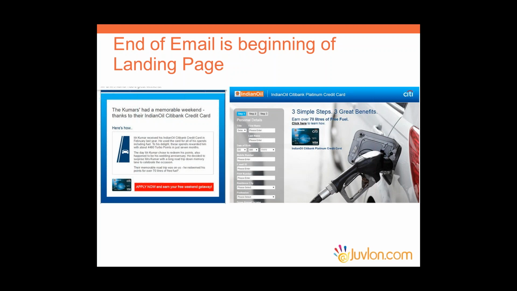In this example, Citibank has sent me an email which says that Mr. Kumar has received this credit card, and he's very delighted to use it, and they've asked me to apply for the same. Once I click on it, I am taken to the landing page, which we can see on the right hand side. On the landing page they've said that it's easy to sign up, 3 simple steps and 3 great benefits. They've not spoken about any benefits or simple steps in the email at all. So this is where your landing page begins.